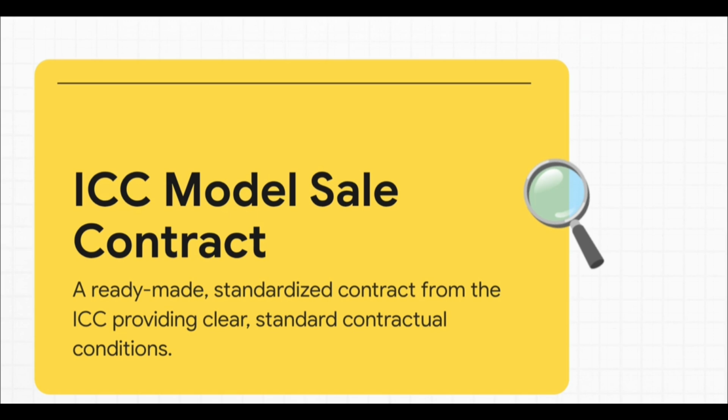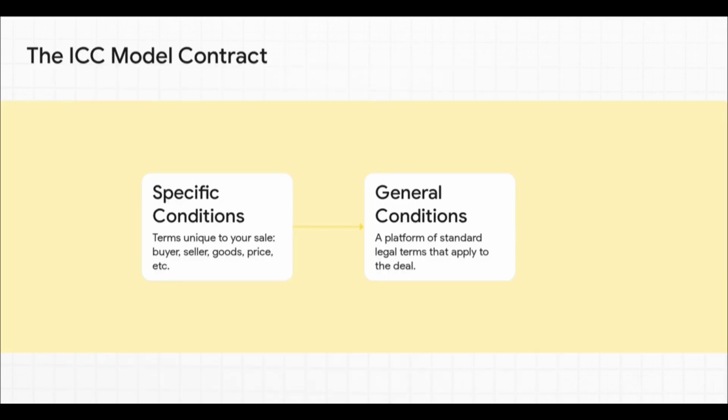The best way to think of it is as a professional-grade fill-in-the-blanks template designed by experts specifically for deals like yours. And it's so smart because of its simple two-part structure. Part 1 is the specific conditions. That's your part. You fill in all the unique details. Who's the buyer? What are the goods? What's the price? Part 2 is the general conditions. This is the bulletproof legal stuff that applies automatically. It's the perfect mix of a custom deal and world-class protection.